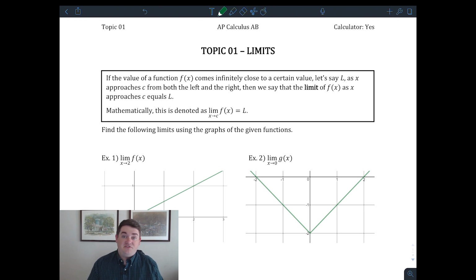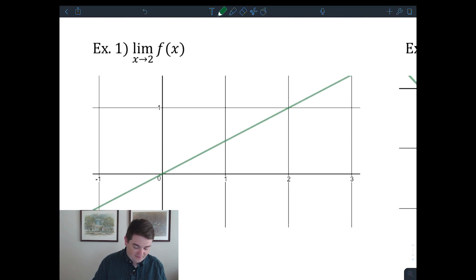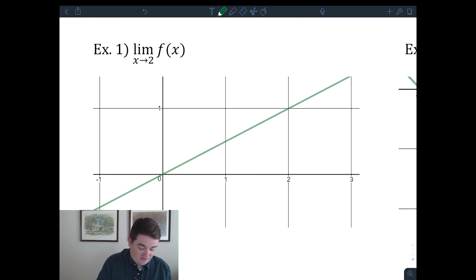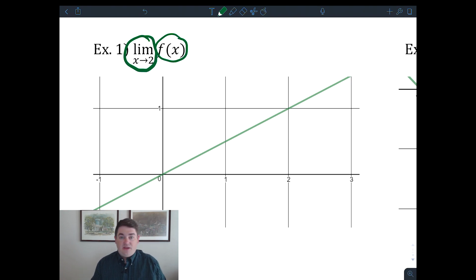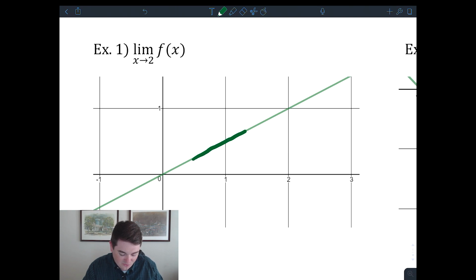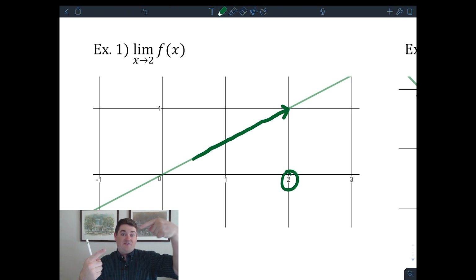So to get started, we have to answer the question, what is a limit? Well, rather than tell you, I'd rather show you. So look at the first example with me here. The way you read this is the limit as x approaches 2 of f of x. And what that means, if I look at this graph here in front of me, and imagine that I'm riding along that graph until I get really close to the x value of 2. And I do that from the left, and I do that from the right.